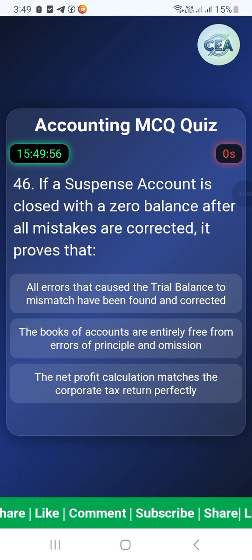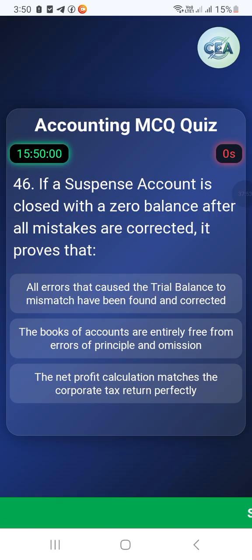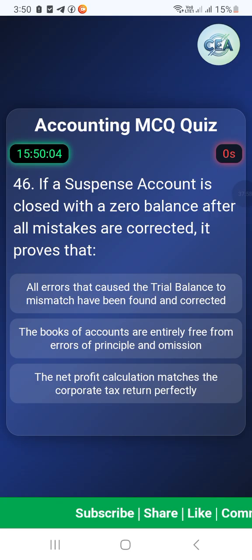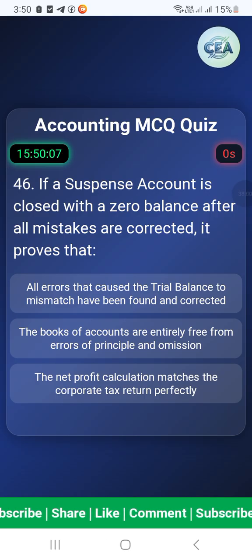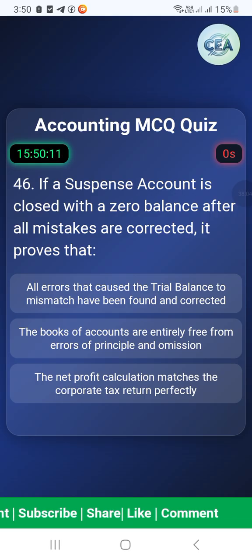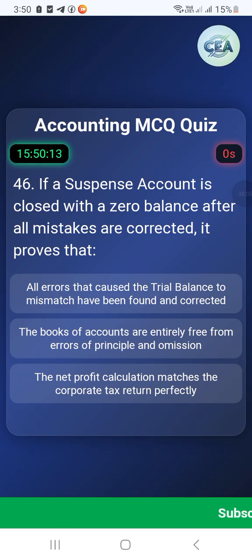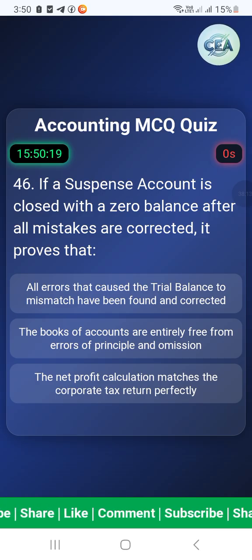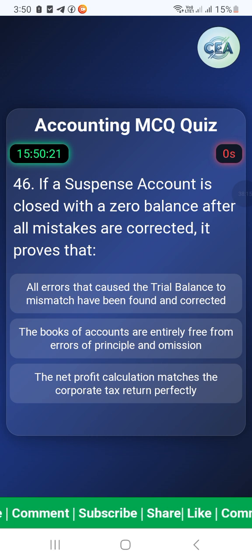46. If a suspense account is closed with a zero balance after all mistakes are corrected, it proves that: Option 1. All errors that cause the trial balance to mismatch have been found and corrected. Option 2. The books of accounts are entirely free from errors of principle and omission. Option 3. The net profit calculation matches the corporate tax return perfectly.